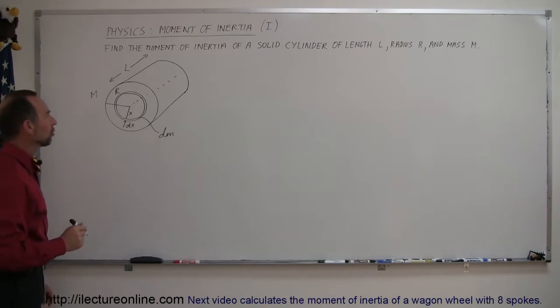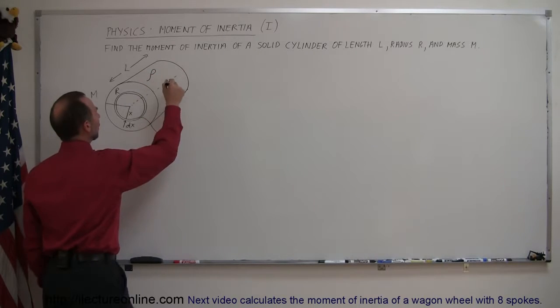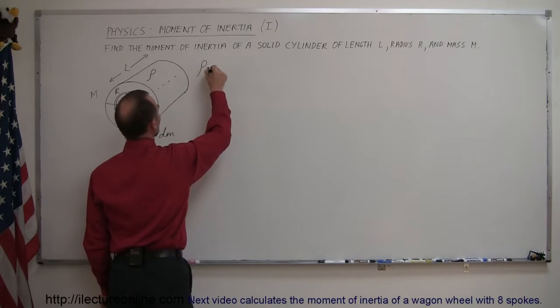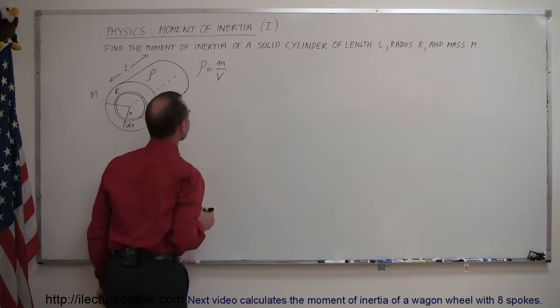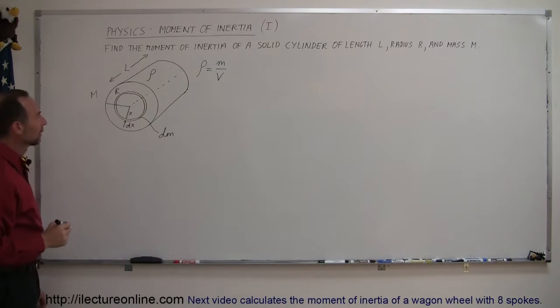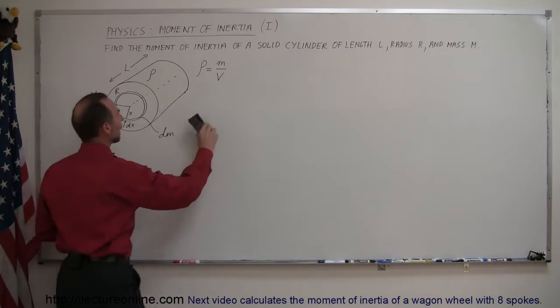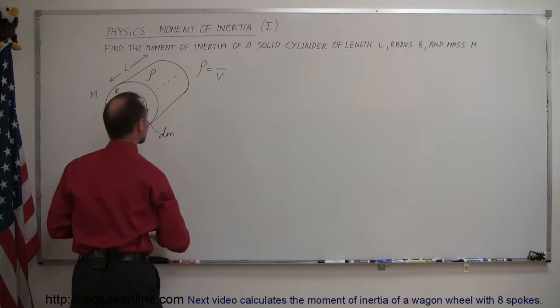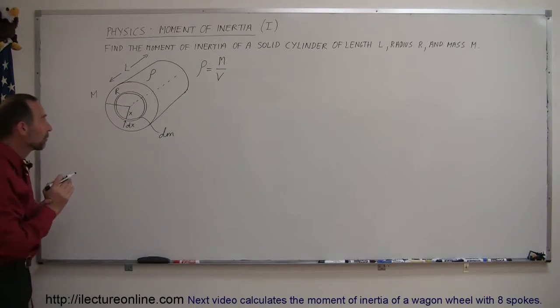Now, let's also assume for a moment that the cylinder has density rho, and by definition, the density of that material is equal to the mass over the volume. I want to use big M because I used big M over there. All right, so where do we go from here?